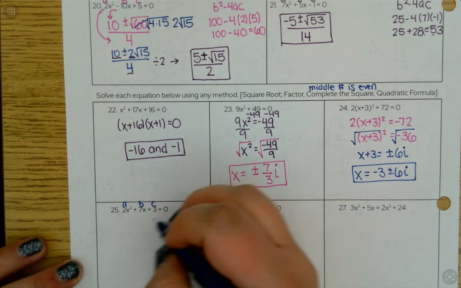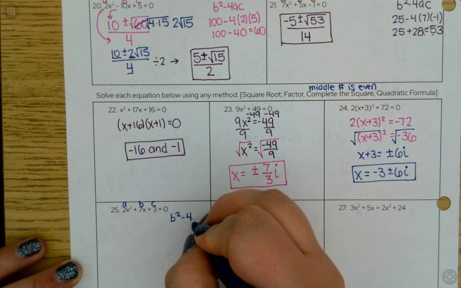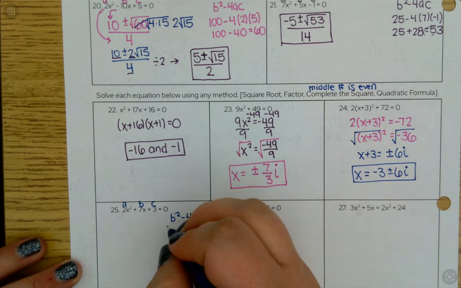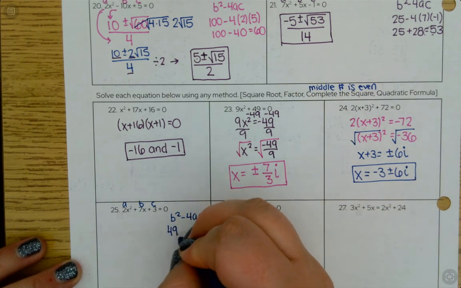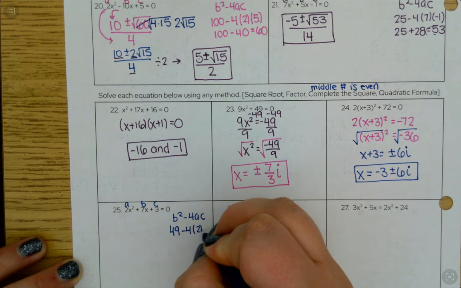Let's see, b squared minus 4ac. b squared is 7 squared, that's 49, minus 4 times 2 times 3.